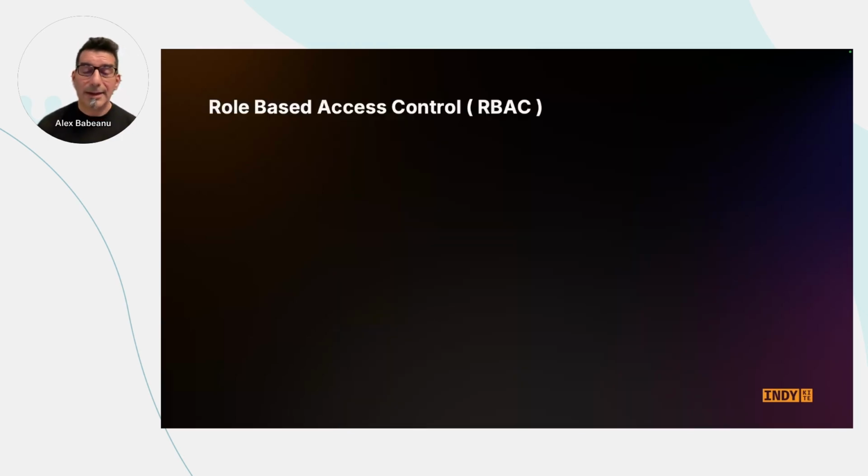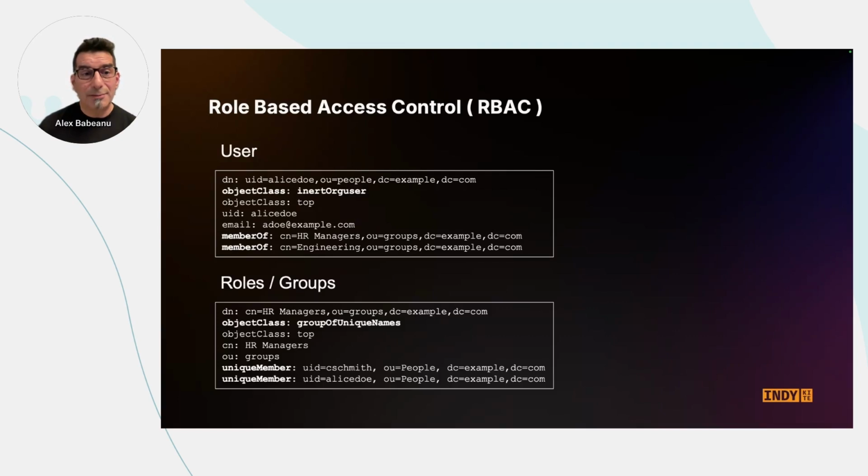So the problem is not really the RBAC model itself. The problem is how it's been implemented for all this time, because all this time, RBAC has been implemented as attributes on user entries or role entries. For example, here's an example of a user and group entry in an LDAP directory. As you can see, memberOf is a multi-valued attribute on the user entry, or the members of a group are also multi-valued attributes on a role or group entry.